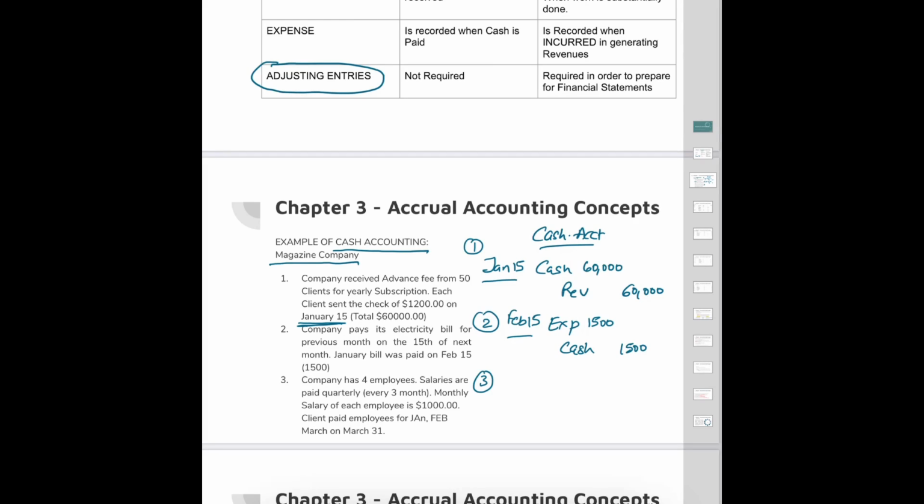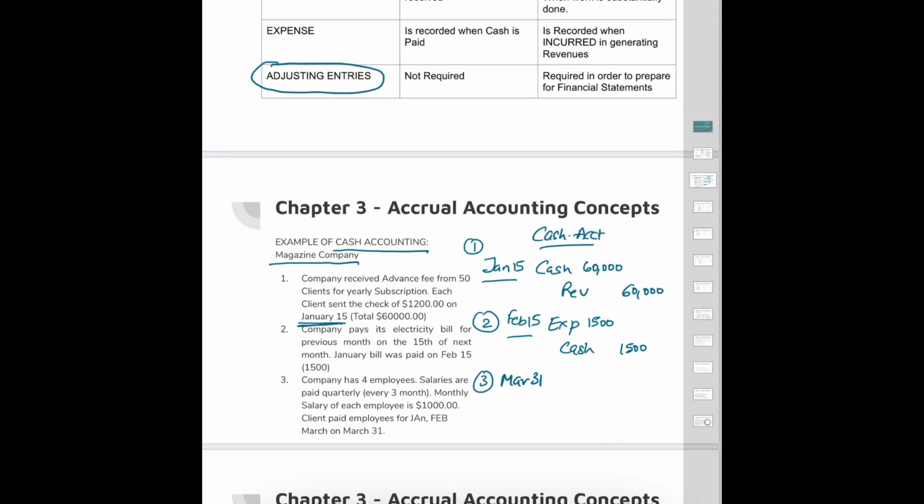Let's do number 3 also. Company has 4 employees. Salaries are paid quarterly, every 3 months. Monthly salary of each employee is $1,000. Client paid employees for January, February, and March on March 31st.